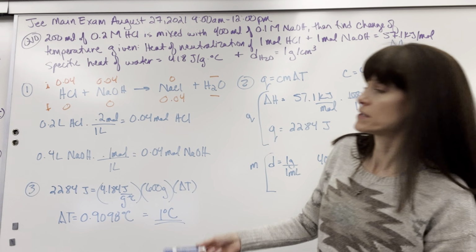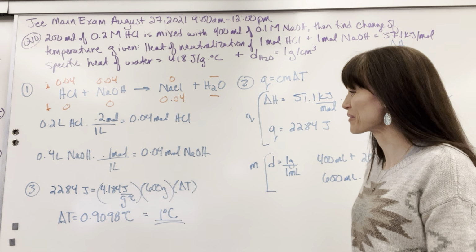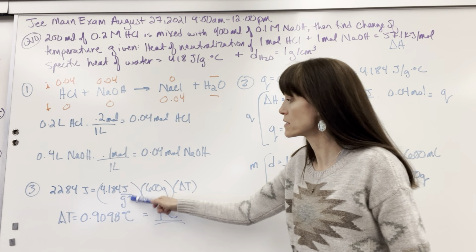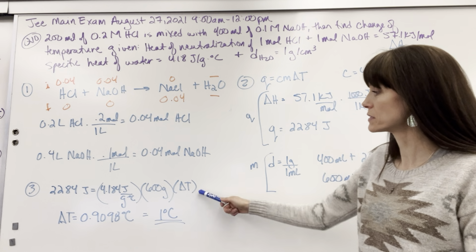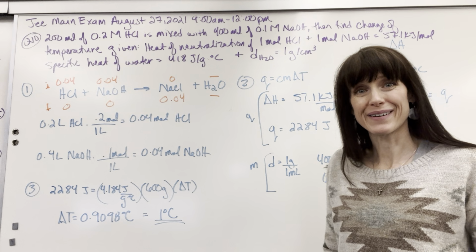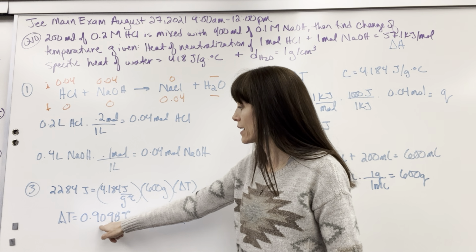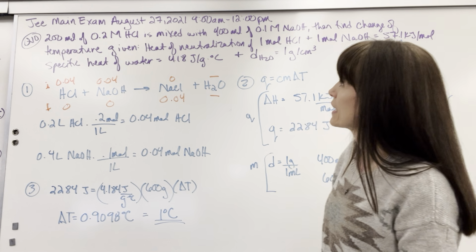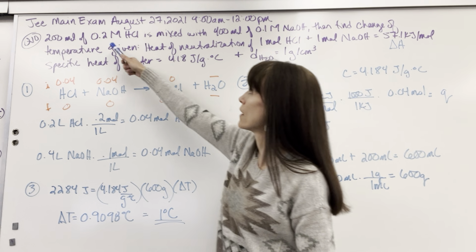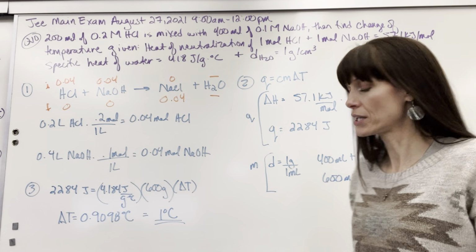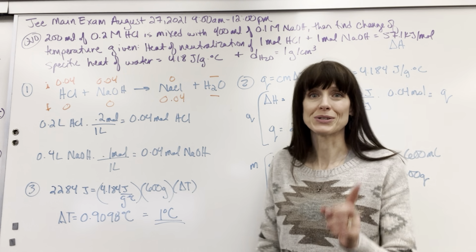So our third step is just plug and chug, put it all together. So I put my Q, 2,284, there's my C, my mass, and we just solve for that delta T. Small number. Notice the delta T is 0.9098. They had given us just 1 sig fig on those molarities, and so we'll report it to 1 sig fig, which the change in temperature is going to be 1 degree C.